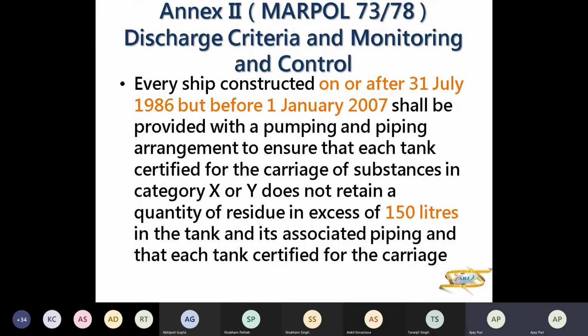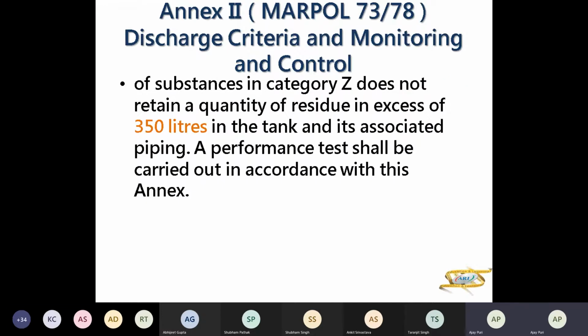So every ship constructed on or after 31st July 1986, but before 1st January 2007, the residue for X and Y should not be more than 150 liters, including the pipeline in each tank. And for category Z, it should not be more than 350 liters, and a performance test will be done, which is mentioned in the P&A manual.